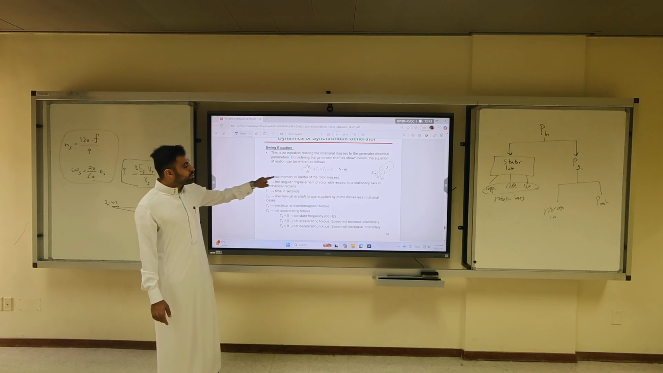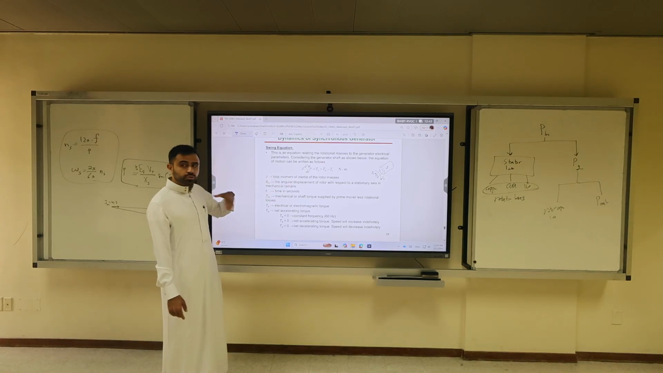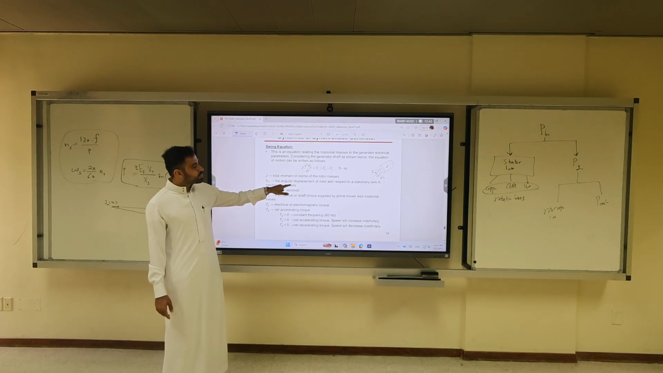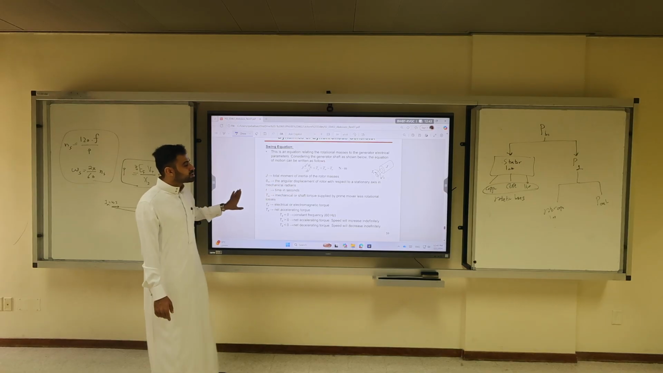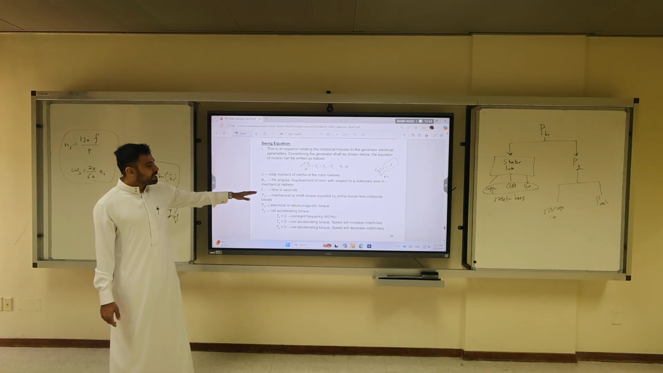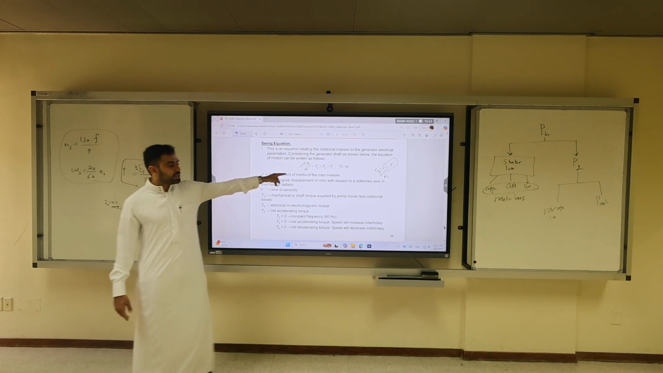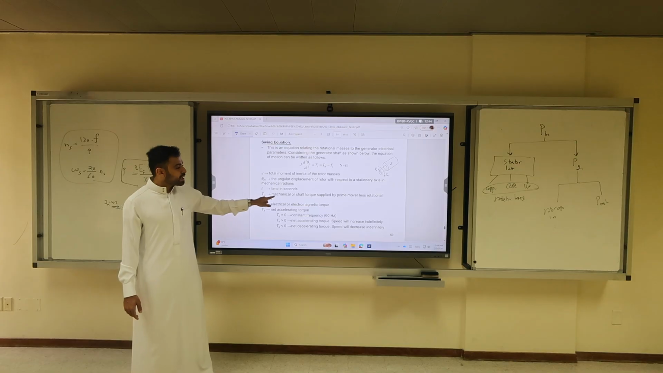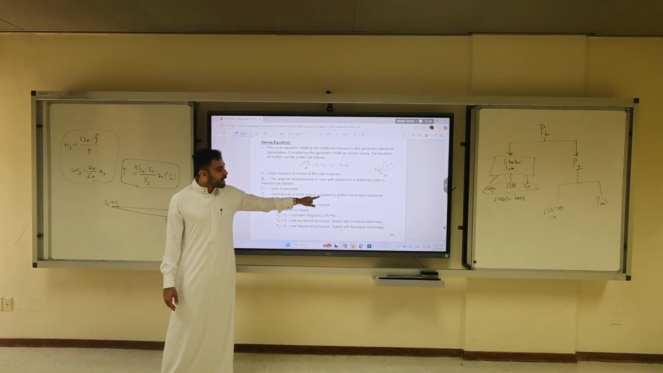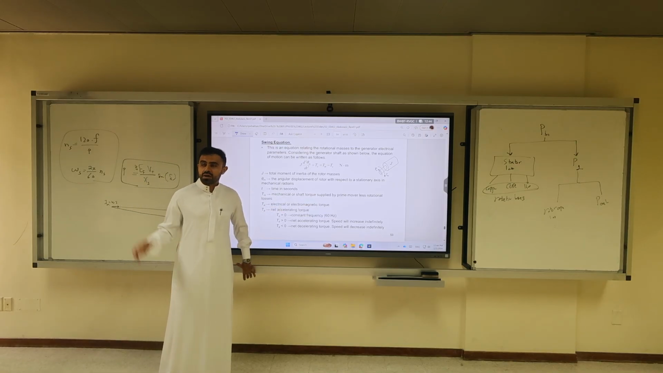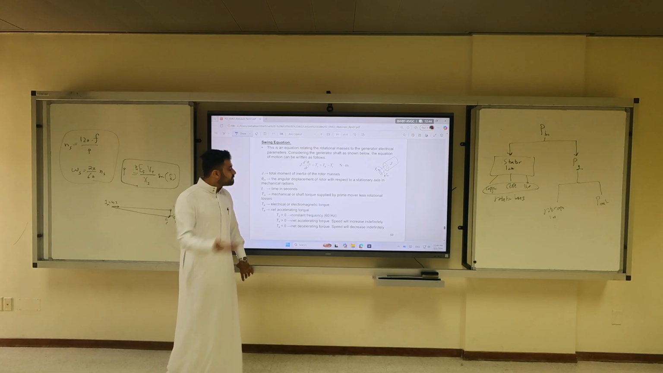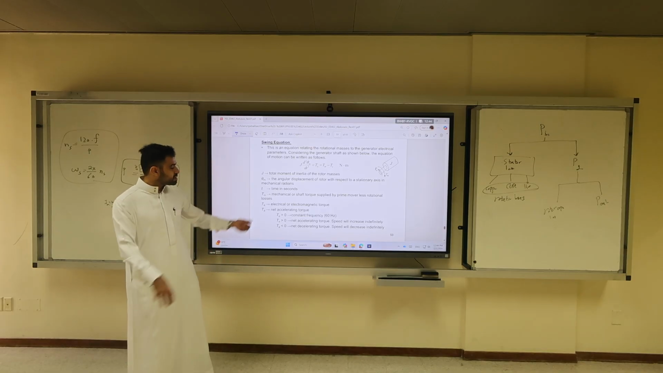So J is the moment of inertia, representing the mass of the machine. Theta m is the angular displacement of the rotor with respect to the stationary axis. t is just time, in seconds. And Tm is the mechanical or shaft torque supplied by the prime mover. This is what your diesel prime mover gives you, the mechanical thing that rotates the machine.